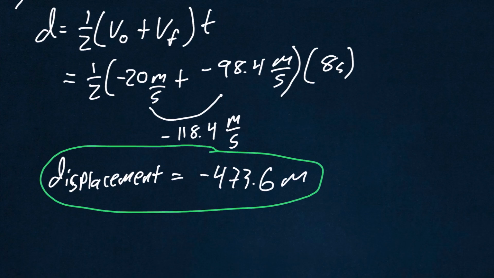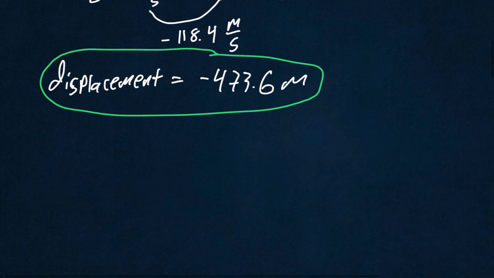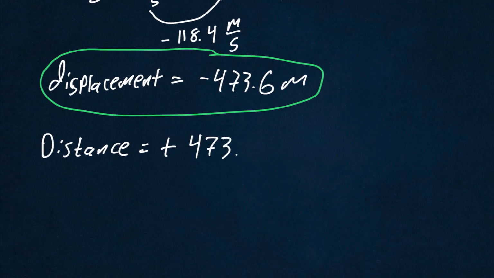Now the problem also asks how far the ball traveled. So that is another way of asking for the distance. And if you recall, distance only tells us how far an object has traveled and not any information about direction. So distance is always positive. So distance is 473.6 meters.